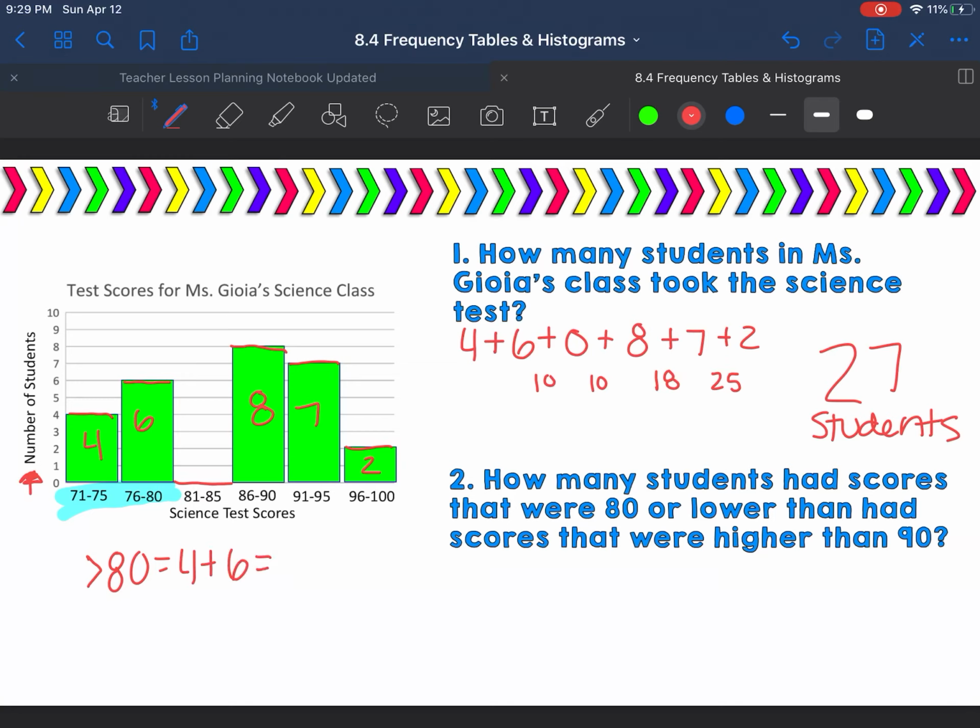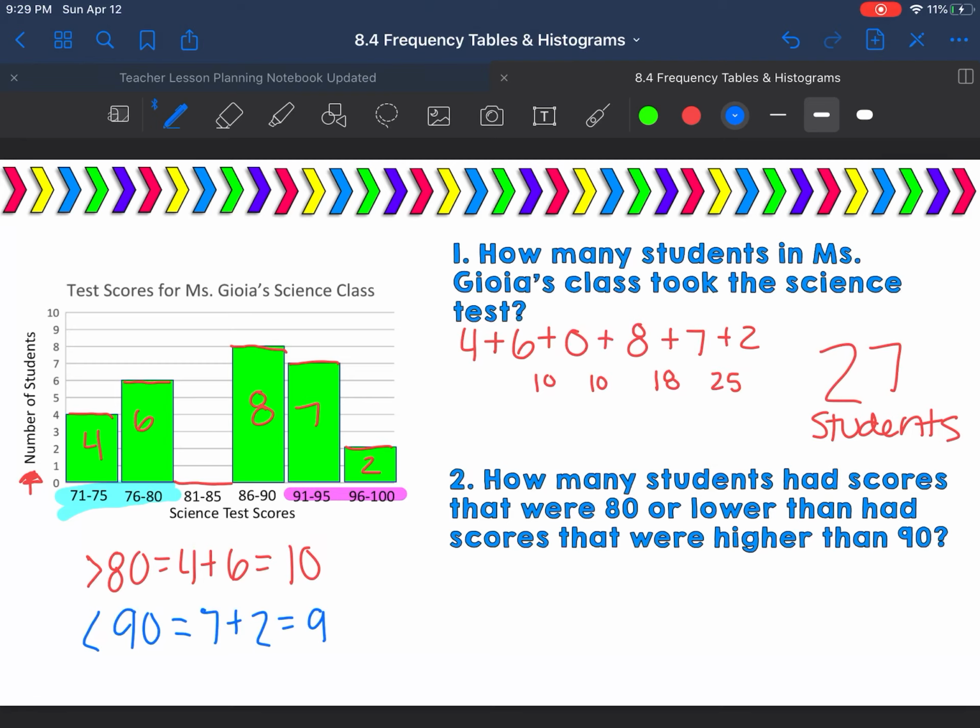So lower than 80, I have 4 plus 6, which is 10. Okay, so now let's look at the students that scored higher than 90. So that would be 91 to 100. So let's add those up. Higher than 90, that would give me 7 plus 2, which would be 9.